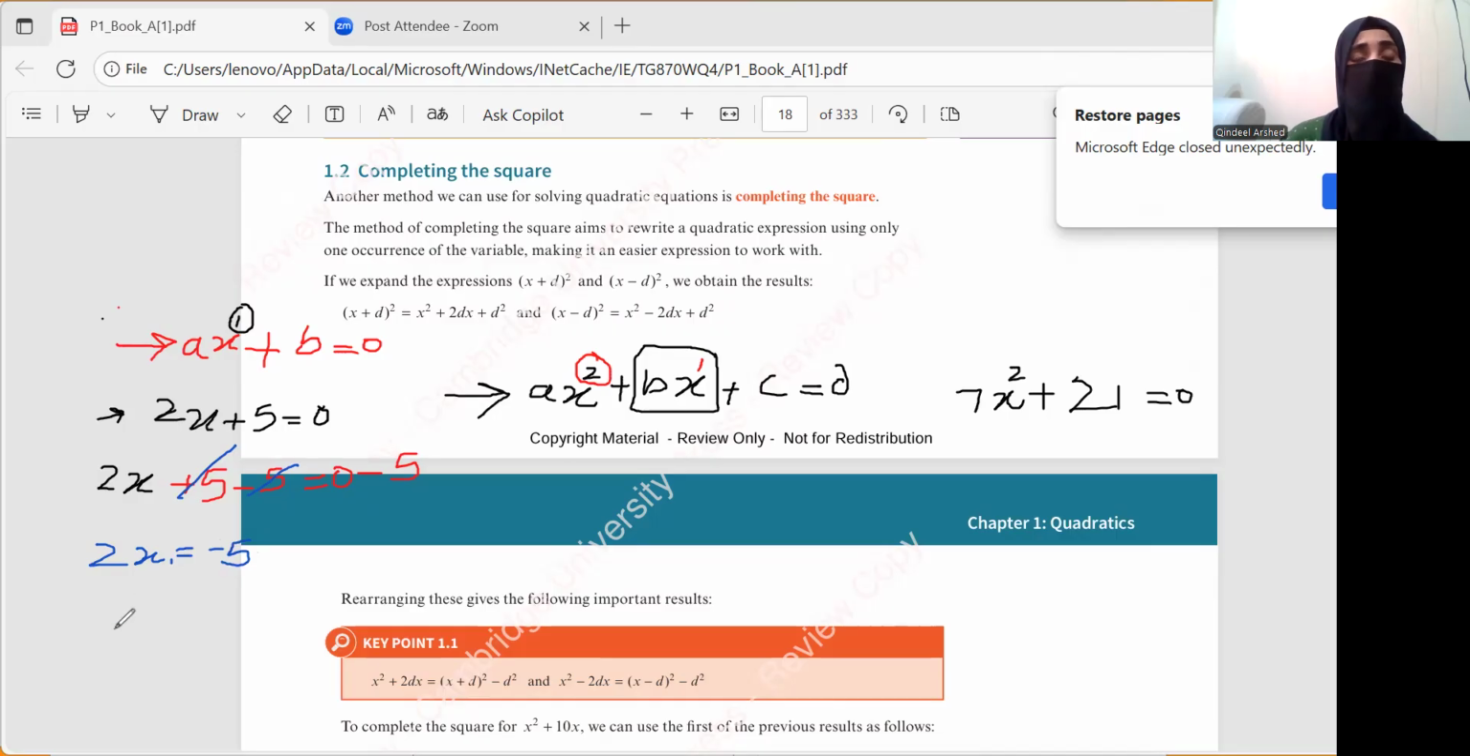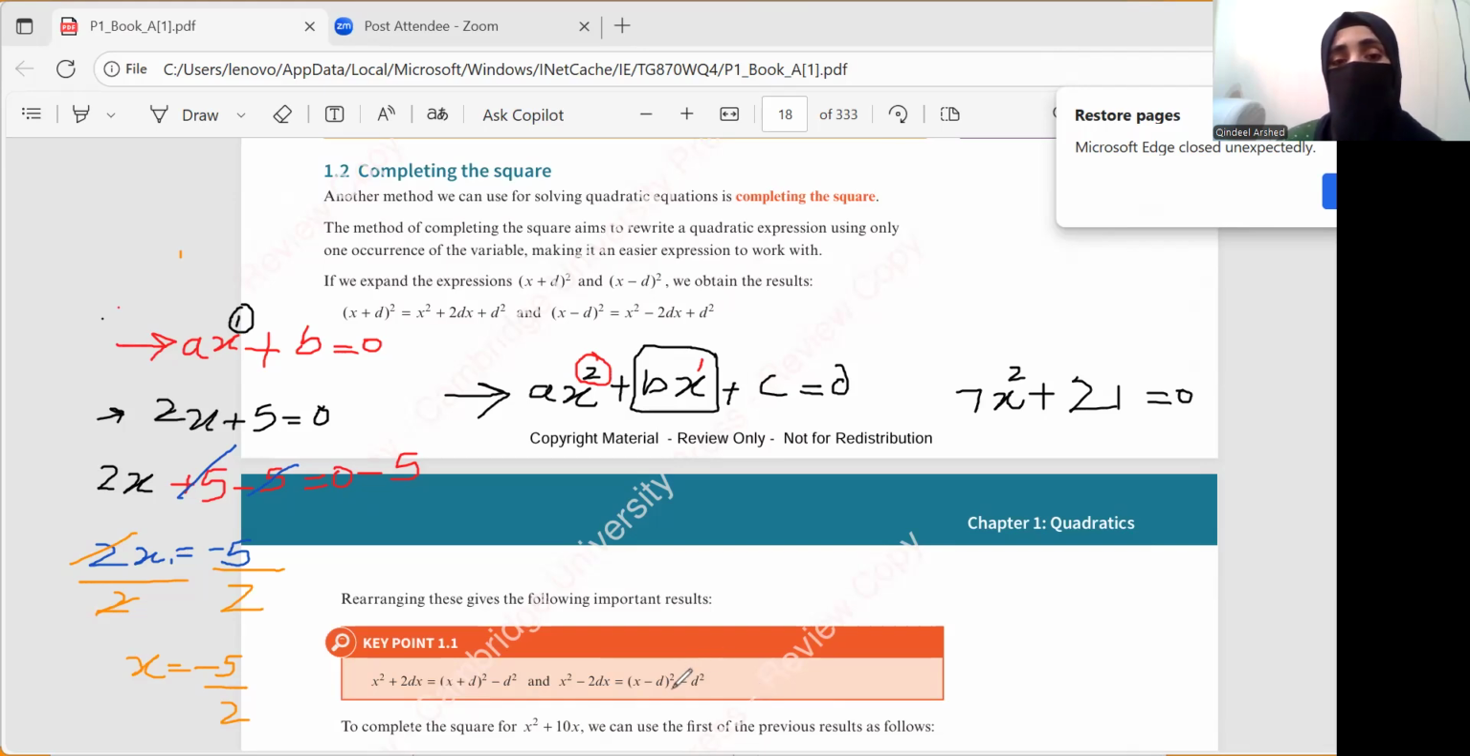Now 2x is equal to minus 5, and we are interested in finding the value of x. This x has a coefficient 2, so I'm dividing both sides of the equation by 2. Both of these 2's cancel out with each other, and our final answer is x is equal to minus 5 by 2. This is the case of a linear equation. Finding the solution is very easy because we are dealing with one variable. But in the case of the quadratic equation, it's not easy everywhere.